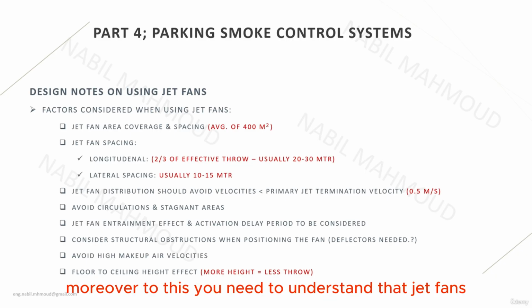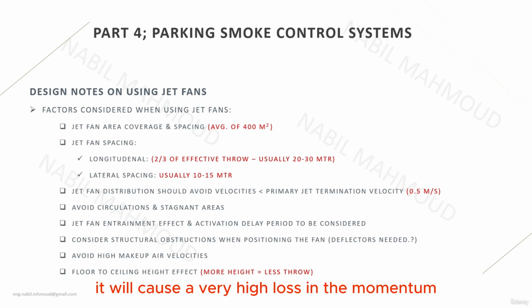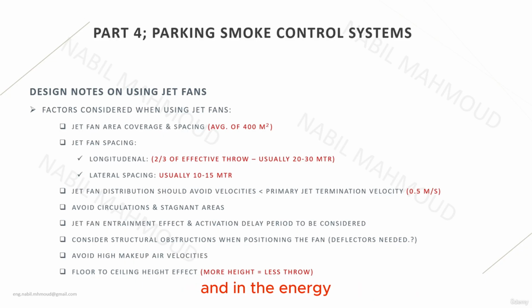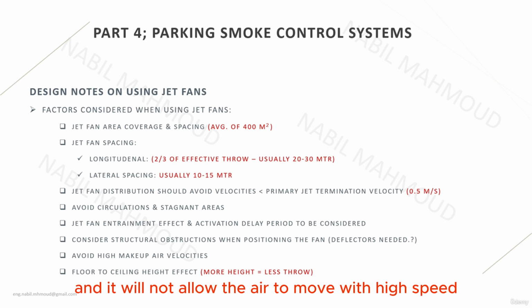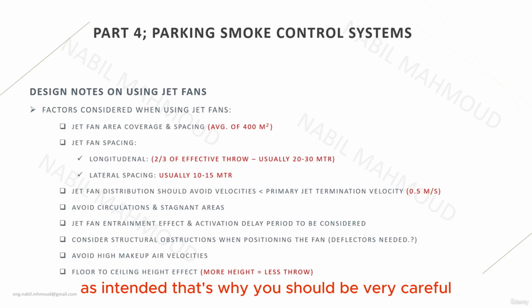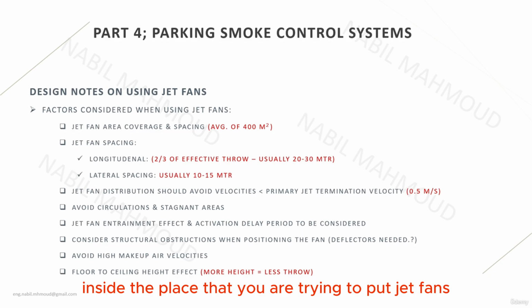Moreover, you need to understand that jet fans and the structural beams or columns are enemies, which means that whenever there is a beam or a structural element in front of a jet fan, it will cause a very high loss in the momentum, the energy and the velocity of the primary jet, because it will be like an obstruction in the face of the fan. It will turn this high momentum into circulations and it will not allow the air to move with high speed as intended. That's why you should be very careful with the structural elements inside the place that you are trying to put jet fans inside.